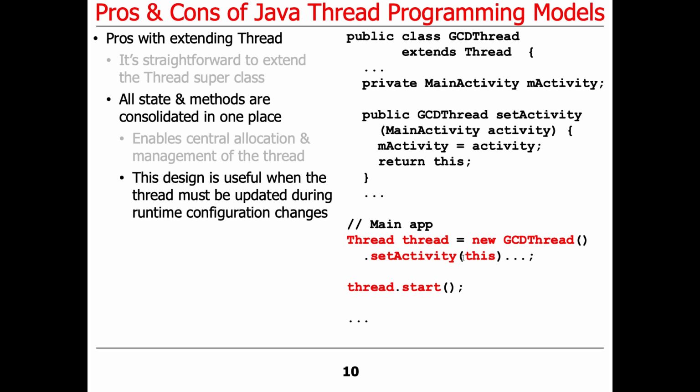This design turns out to be particularly useful if the thread has to be updated during runtime configuration changes. What is a runtime configuration change, you might ask? If you have an Android phone and you're holding it in portrait mode and then you turn it on its side and now it's in so-called landscape mode, that is what's called a runtime configuration change, and that requires tearing down the earlier activity for portrait mode display and replacing it with a new activity for landscape mode display. And you might want to update the state of a thread that's running across the runtime configuration change. If you consolidate everything in this manner, it's much easier to do that kind of thing because it's in one place.